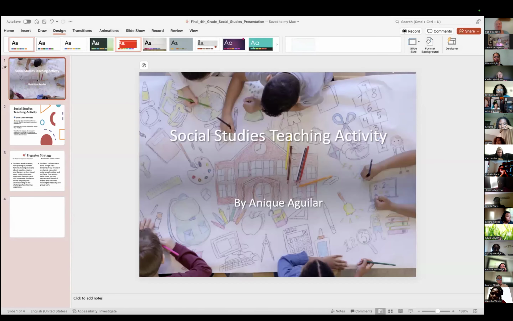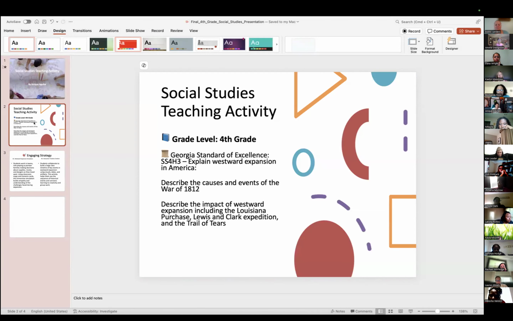All right. So my name is Anique Aguilar. This is social studies teaching activity. I chose the fourth grade because I'm going into the fourth grade. The Georgia standard that I use is SS4H3, which is explaining the westward expansion in America. They have to describe the causes and events of war in 1812, describe the impact of the westward expansion, including Louisiana Purchase, Lewis and Clark's expedition, and the Trail of Tears.